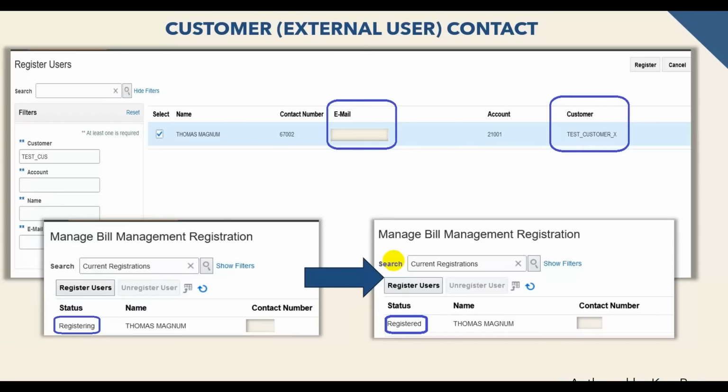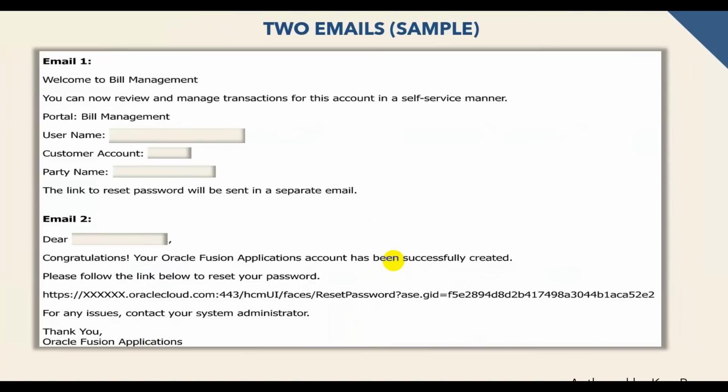So this is the configuration which enables the end customer to access the Oracle application. Once the successful registration happens, the customer will be getting two emails. One will be welcome to bill management, with the username, the customer account and the party name, all based on what you've registered. It also says that the link to the password will be sent in a separate email. The second email has the URL, and the actual password will be provided to them.